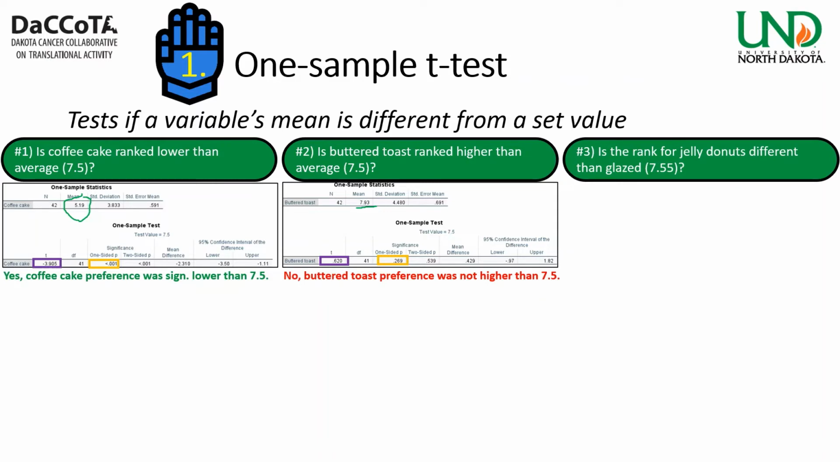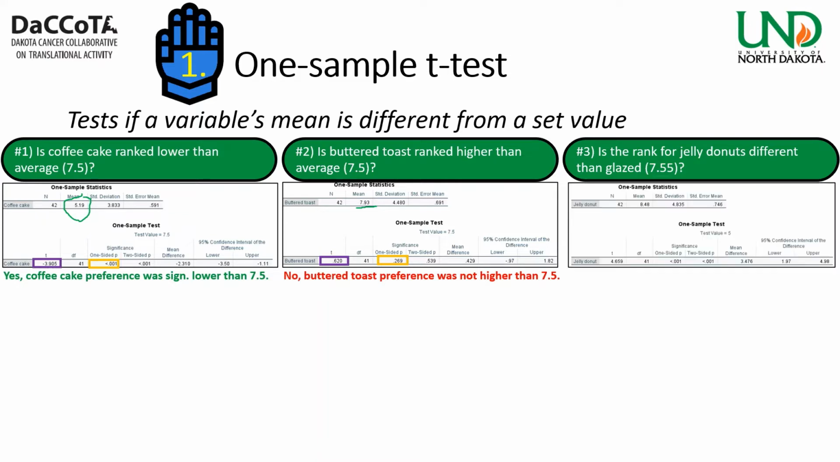Again, using the same data set, is the rank for jelly donuts different than glazed? So glazed donuts rank is 7.55. Let's see if jelly is any different. Well, jelly is 8.48, so it looks like it's higher, but is it significantly higher? Well, the t-value is 4.65. And yes, that is indeed significant.